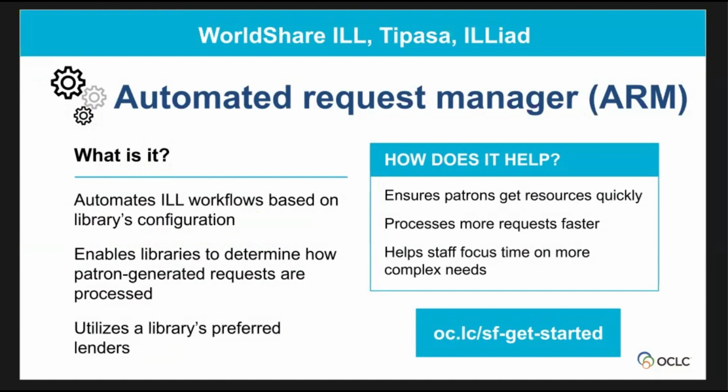So I always try to alleviate concerns from people that the system is going to send out things that you don't want sent out. It's only going to do it for the things that you tell it to do it for. And then if you have Tipasa or ILLiad, you can set up proven senders so that when that item comes back from the lender, it automatically gets sent to your patron. So you can, in theory, never touch that item. It goes out to lenders, comes back as a proven sender request.